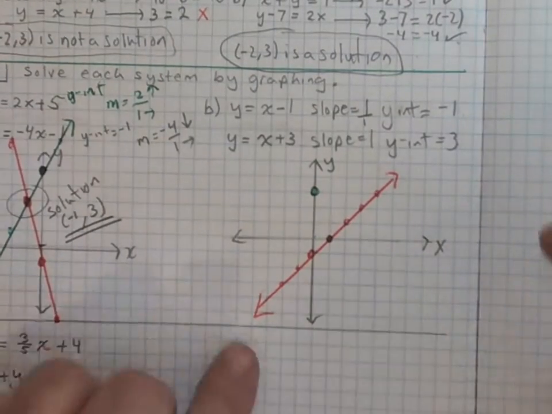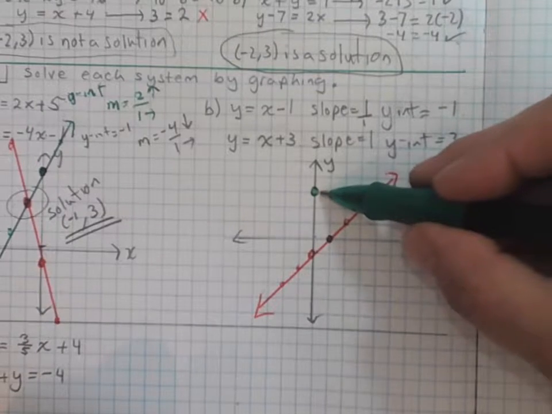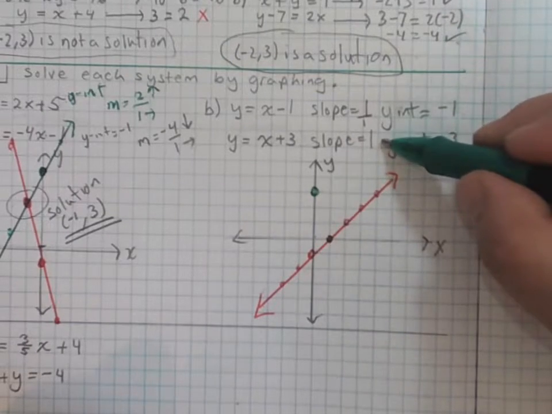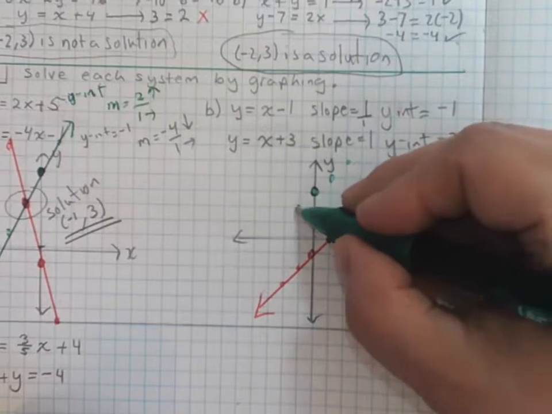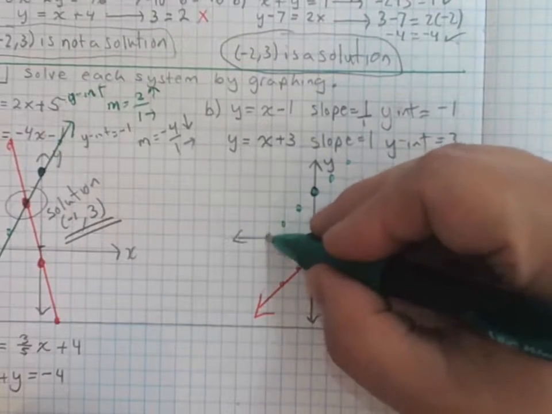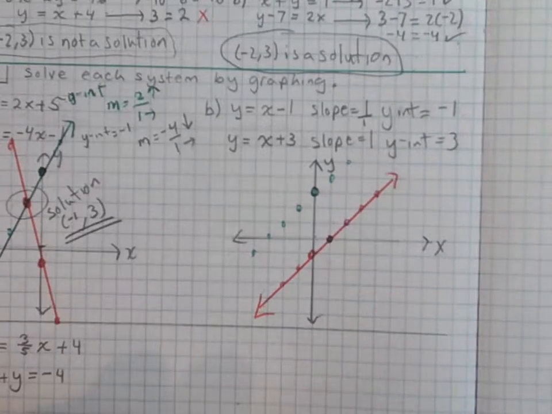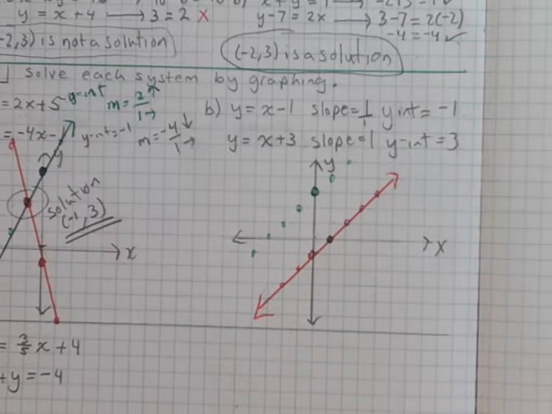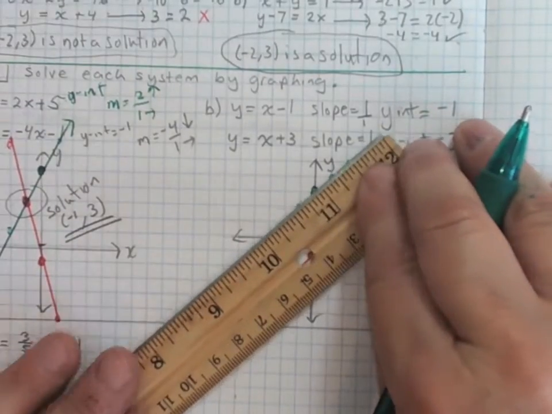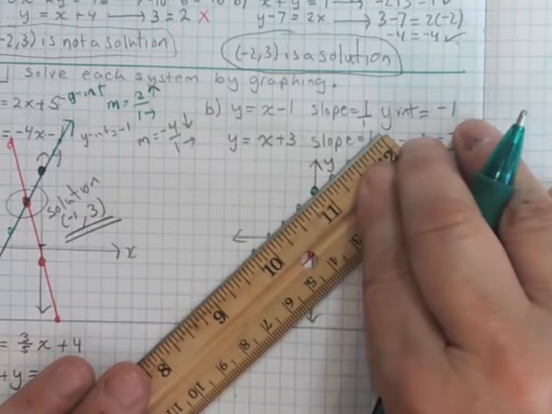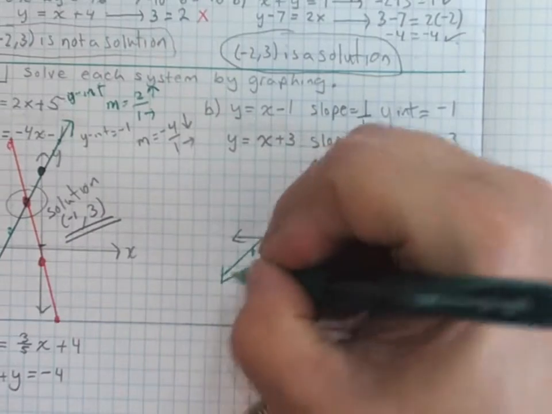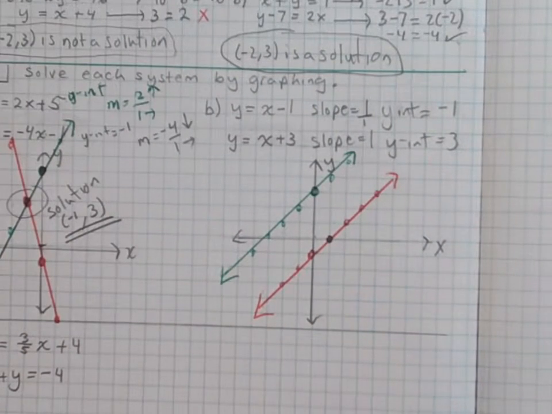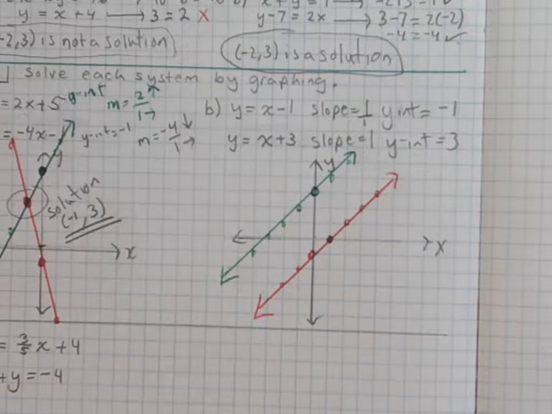All right, y-intercept of 3. My slope is 1 again. So up 1, right 1, etc. Down 1, left 1. Connect the points. All right, so these two lines do not intersect, and they never will.